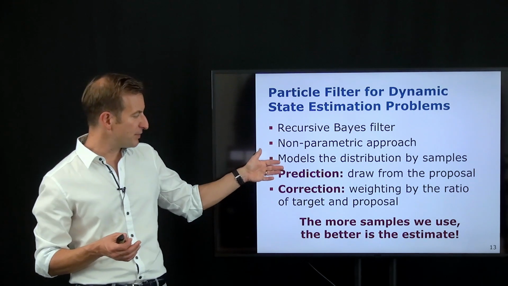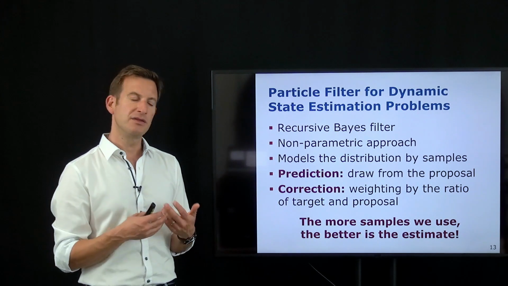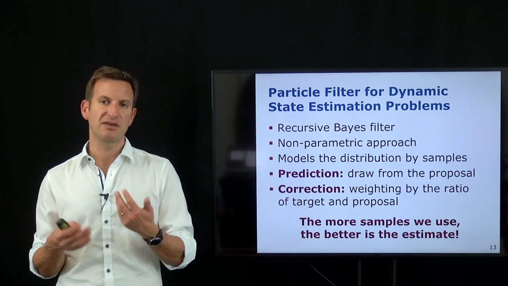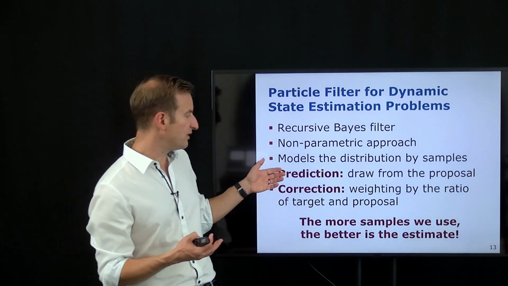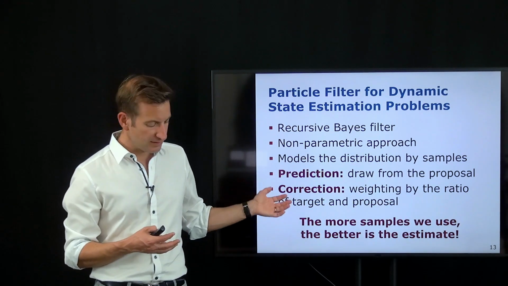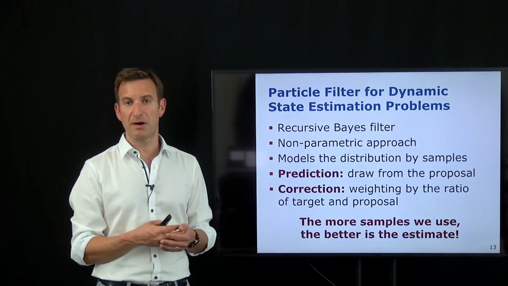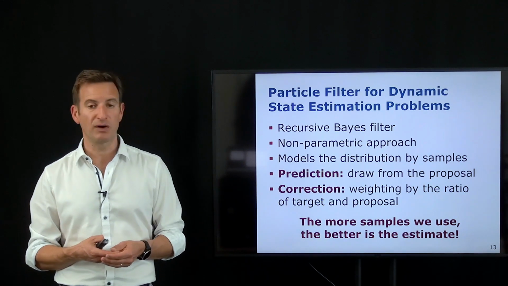And it also has a prediction step and a correction step. The prediction step takes the motion into account. The correction step typically takes the observation into account, and this allows us to realize a Bayes filter. Under the assumption that we're using the motion model for the prediction and the observation model for our correction step, the particle filter actually realizes a Bayes filter as we have defined it before.